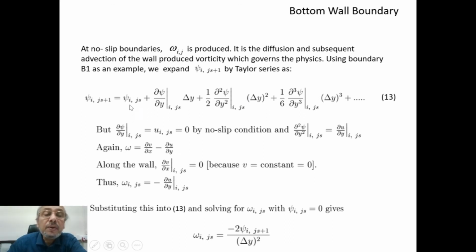This has been 0, and if you properly take care of the sign, you will get omega_ij = -2 psi_ij / ... plus 1 by delta y square. Psi_ij+1 is known. From the velocity profile, we have to learn how to evaluate psi, and then omega will be prescribed.